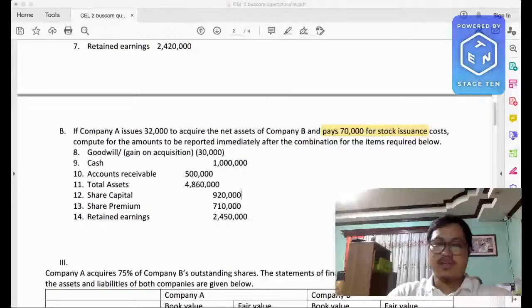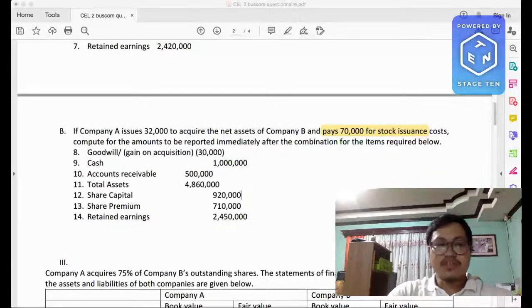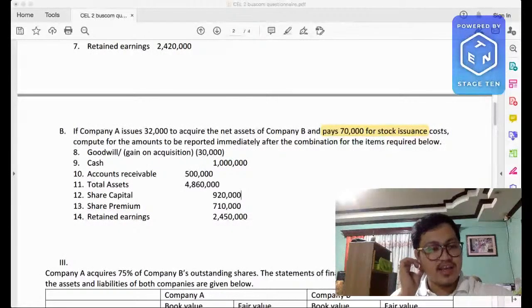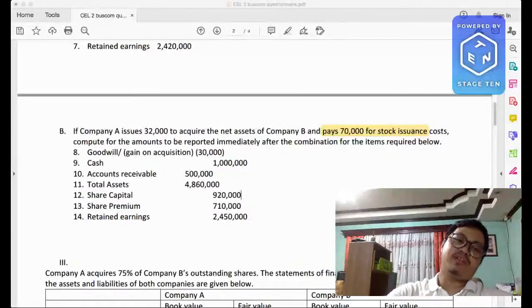Okay, I hope you are able to follow. Now, why were these not an issue in problem A, class? Because the consideration in problem A was in cash. Shares or share capital were not involved. Okay, why is this an issue now? Because in problem B, the consideration was not in cash but instead in shares. As a result of the issuance of shares, there will be changes to your share capital and share premium.